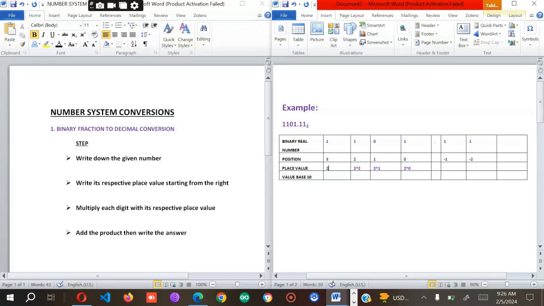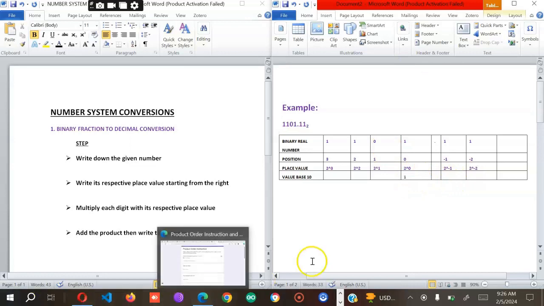and 2 raised to power 3. So these are the bases raised to the position. Okay, then on this other side after the point we have 2 raised to power negative 1. This is a 2 raised to power negative 2. Okay, this one 2 raised to power 0 is always 1.